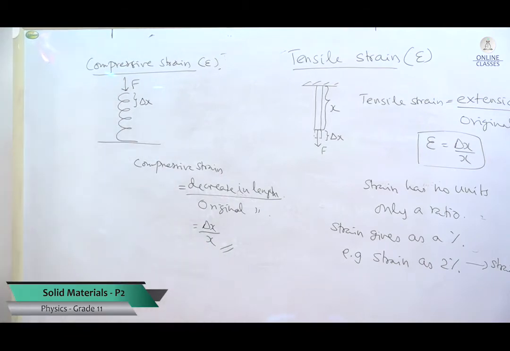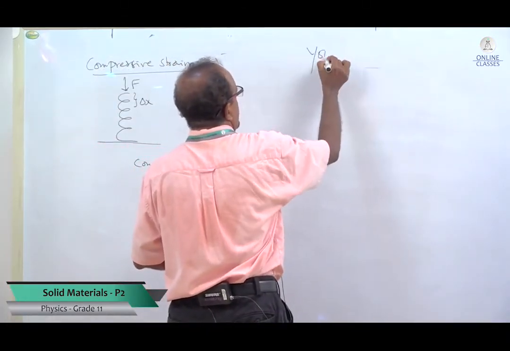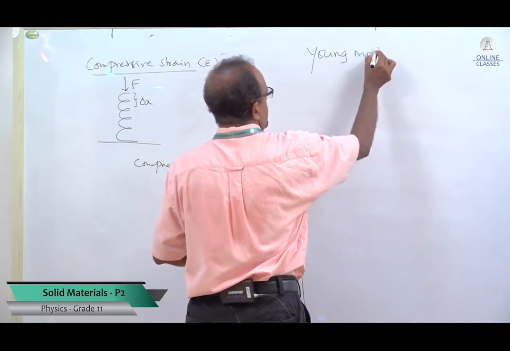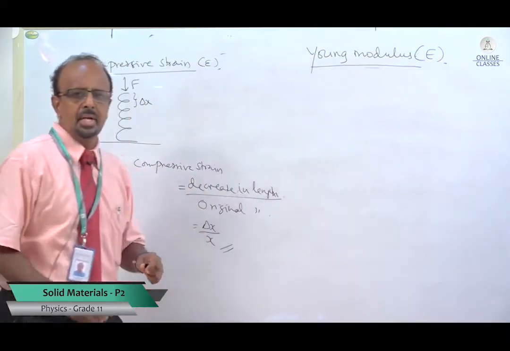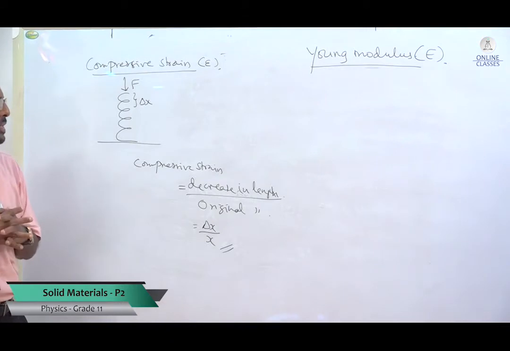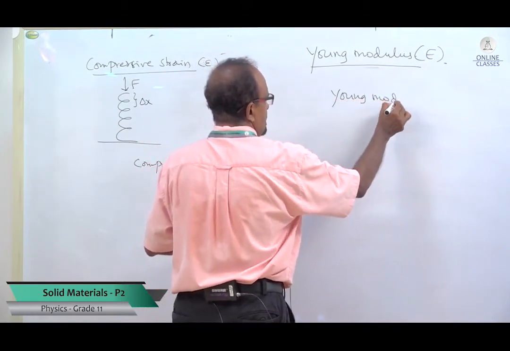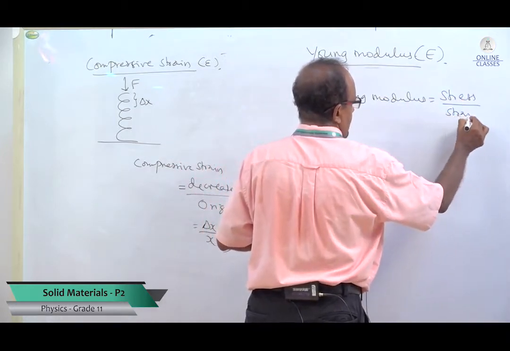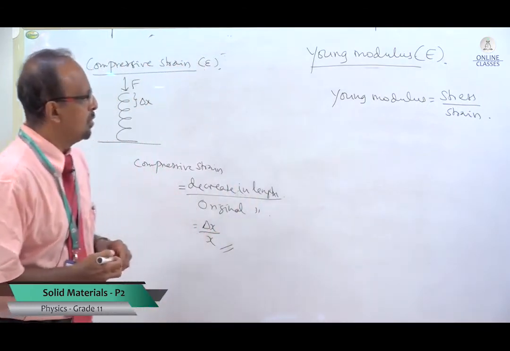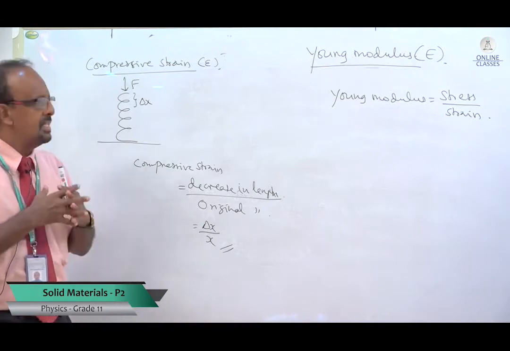That is compressive strain. Then we are going to learn Young modulus. In a simple way, Young modulus means the ratio between stress and strain. We can define Young modulus as stress divided by strain. So it can be compressive stress over compressive strain or tensile stress over tensile strain.